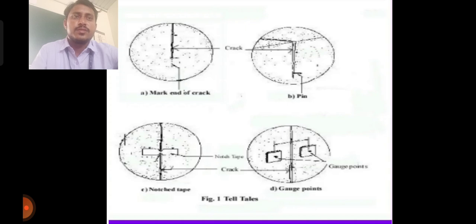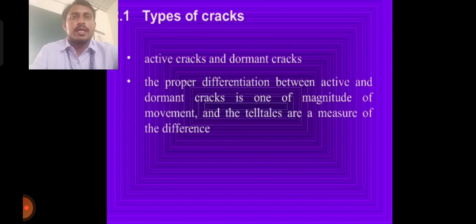The second diagram indicates a pin where the crack is developed, specifying that a pin or some tool is used. Next, notched tape is also used, and gauge points are also used. These are all the telltales. Now the types of cracks.